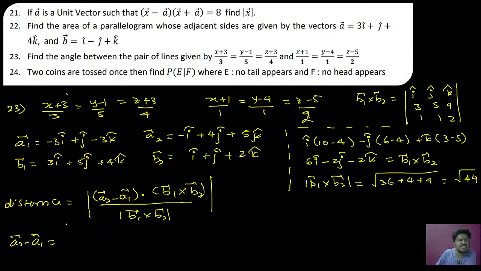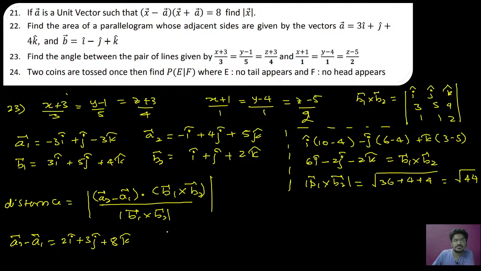What is a2 minus a1? Just simplify. Minus i cap, minus of minus is plus, so you will get 2i cap. 4j cap minus j cap, you will get plus 3j cap. 5k cap minus of minus 3, plus 8k cap. So that will be 2i cap, 4 minus 1 is 3, 5 minus of minus 3 is plus 8. No problem. Now we have to solve it.